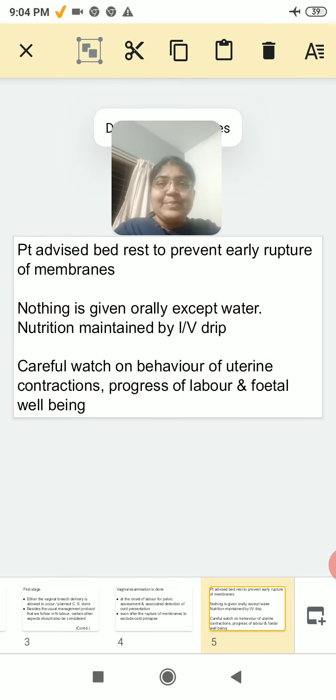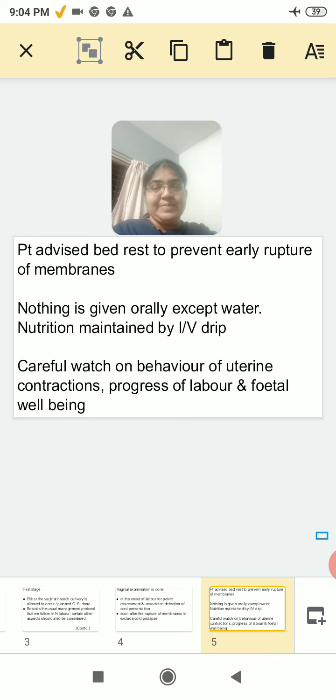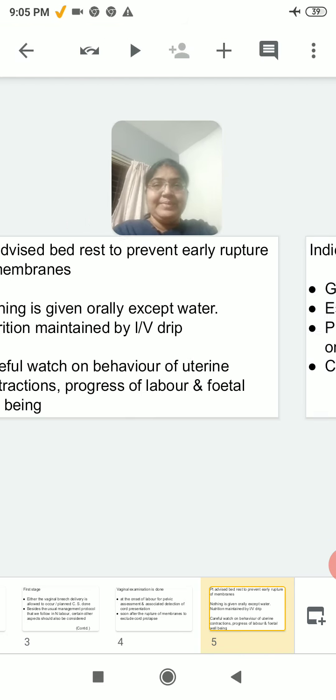Patient is advised bed rest to prevent early rupture of membranes. Nothing is given orally except water. This is as a precaution, keeping the possibility of cesarean section in mind. Nutrition is maintained by IV drip. Careful watch on uterine contractions, how they progress, that we have to observe. We also have to observe the progress of labor and fetal well-being.